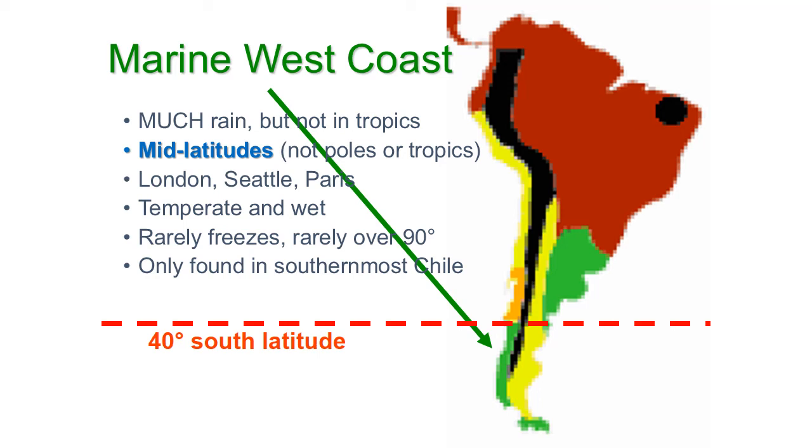And of course, we can see on our map here just the southern portion of Chile is this marine west coast. And what that means is the wind is coming from the west, it's going over the ocean, and this is why it keeps it cool as well as rather damp because of all the rain. So think of Seattle or London or Paris or Portland, Oregon for this type of marine west coast climate.